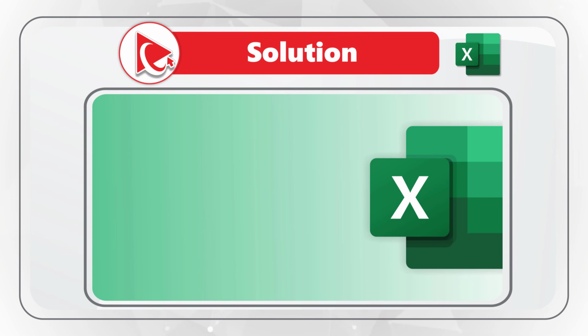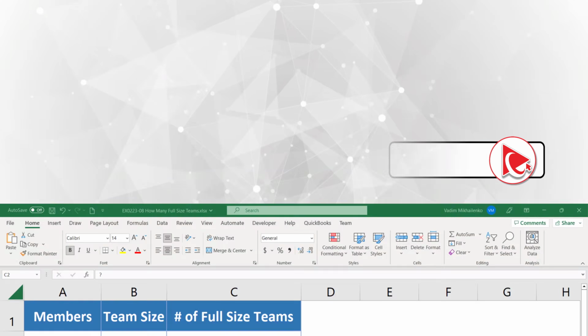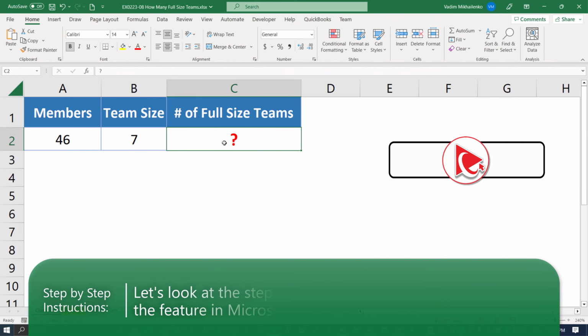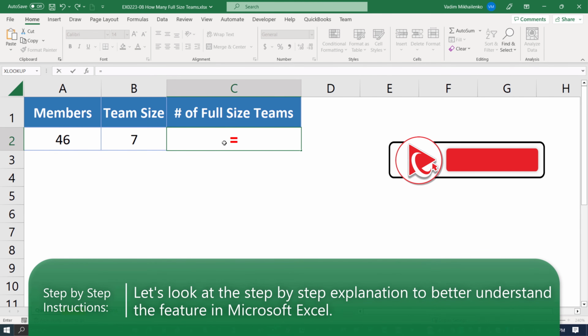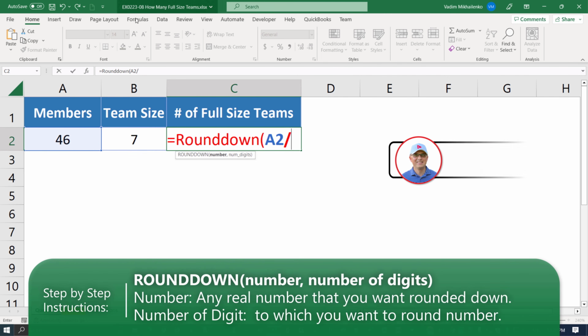I believe the correct answer here is choice B, ROUNDDOWN. And the reason is because to solve this challenge, we need to use an Excel formula which rounds the number down to the nearest integer. To simulate this scenario in Microsoft Excel, let's use the ROUNDDOWN formula. And you can see that it rounds a number down towards 0. And then let's supply arguments A2 divided by B2.